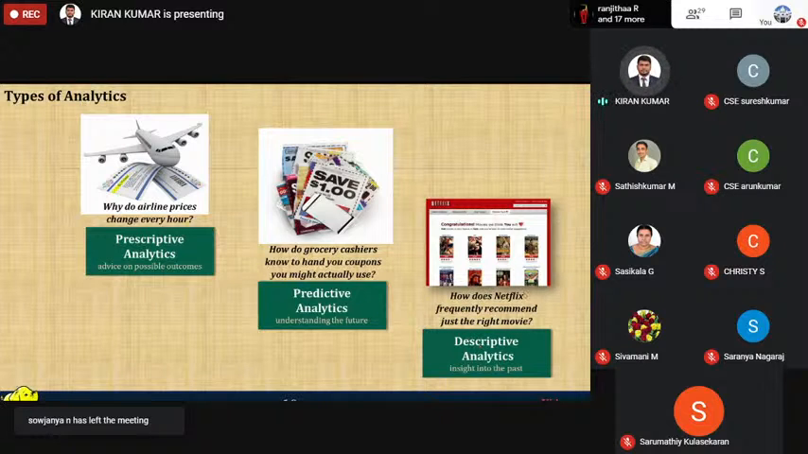How does Netflix frequently recommend just the right movies for you? Based on the categories of movies you have selected, next time whenever you go fresh, it gives you recommendations based on your previous search, your likes and dislikes. So it gives the recommendation.